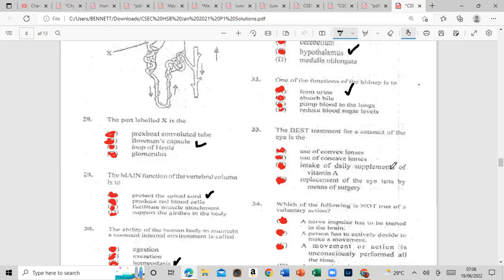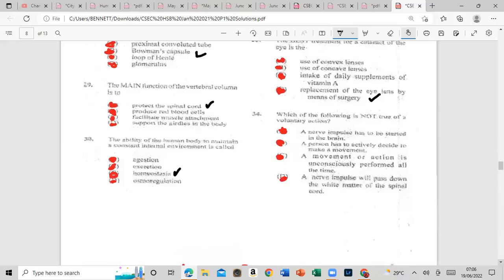The best treatment for cataract of the eye is replacement of the eye lens by means of surgery. Which of the following is not true of a voluntary action?